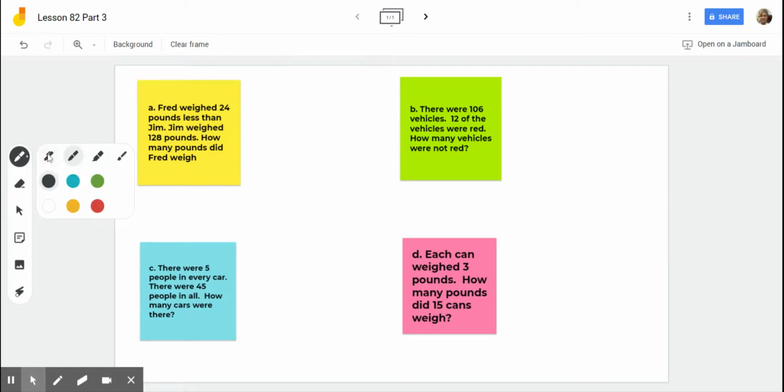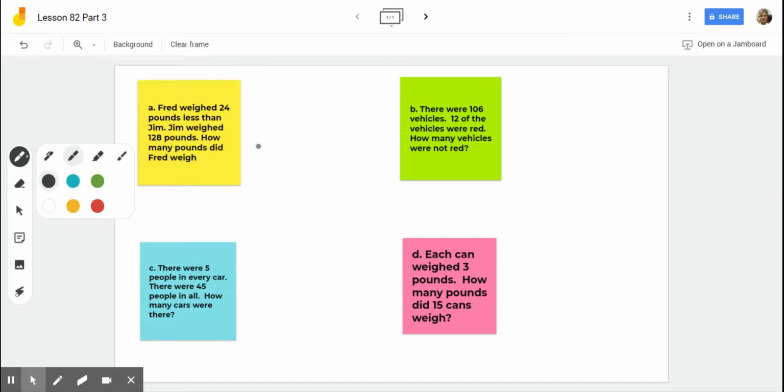So let's look at these word problems. We're going to work these problems out. Some are going to be adding, subtracting, multiplying, and dividing. Let's take a look at this first one. It says, Fred weighed 24 pounds less than Jim weighed. Jim weighed 128 pounds. How many pounds did Fred weigh?